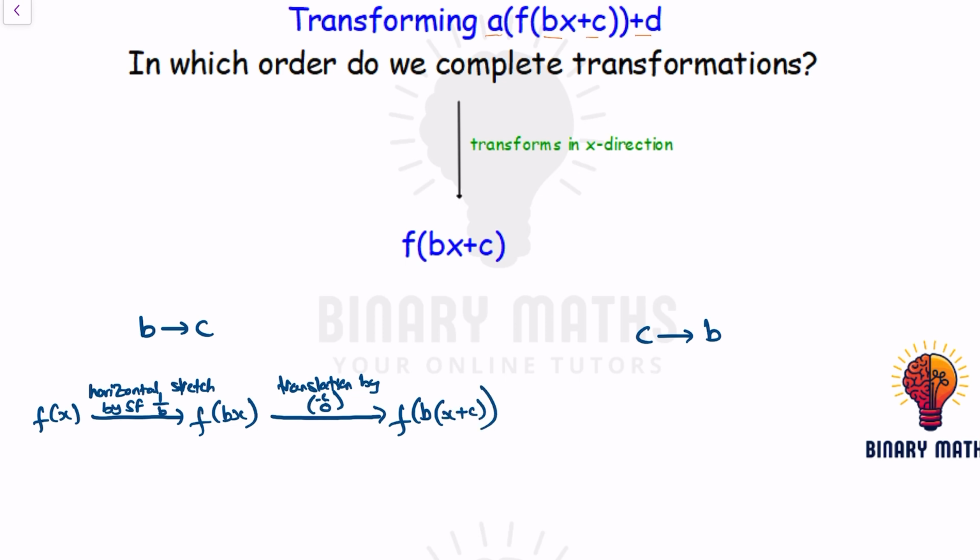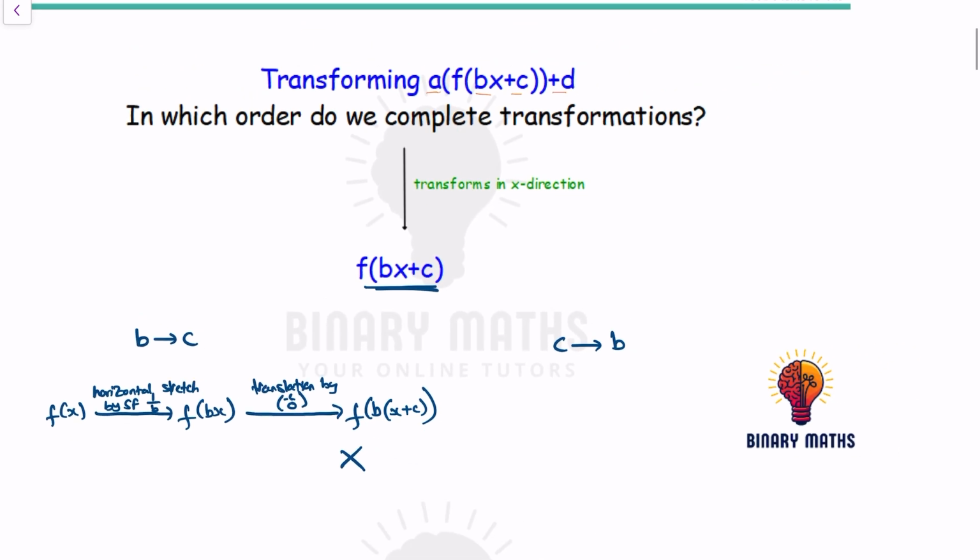Now, does that look like what we have there? It doesn't, because if you look at what we have here, we've got f of bx plus c. Here we have x plus c in a bracket. So that's not the same thing. So it's not b before c. Let's look at c before b. What happens when we do c and then followed by b?